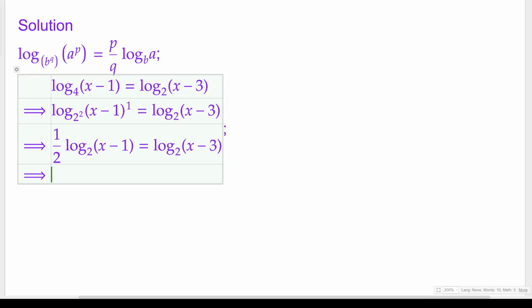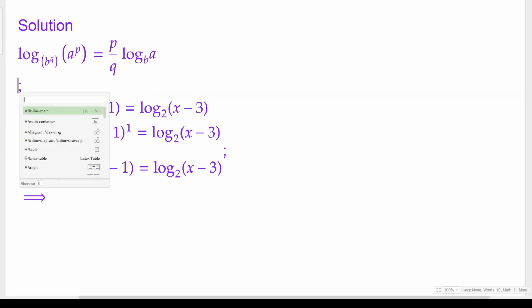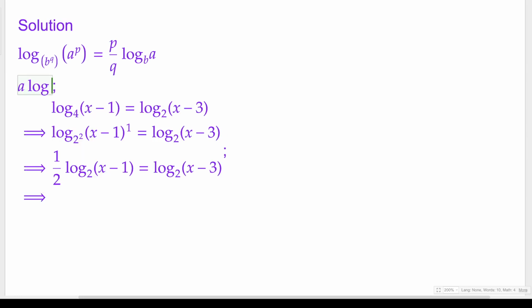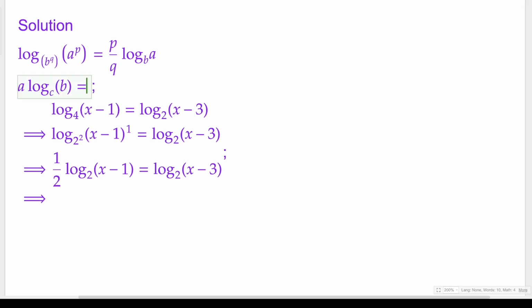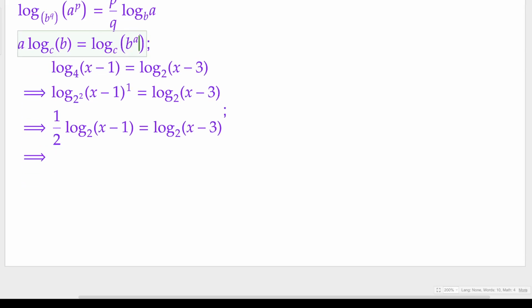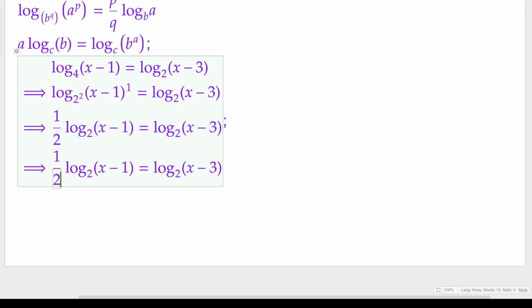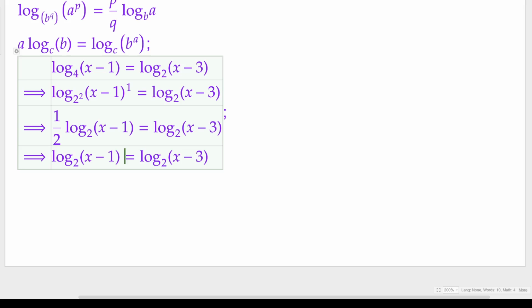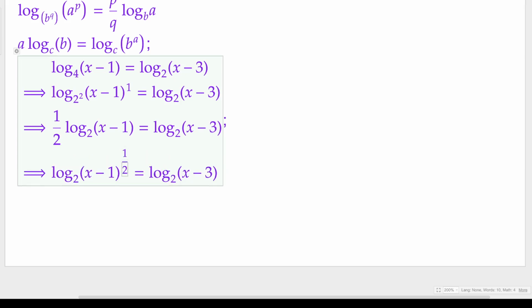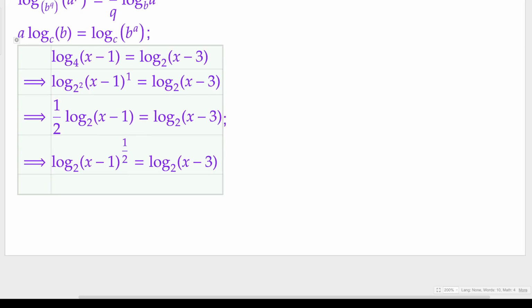We are also aware of this property: if I have something like a times log of b, and let's say here the base is c, then this a, which is multiplied with the logarithm factor, can be written as the power of b, right? So again I will be applying the logarithmic property. This half can be taken on the power of this. So basically this is the square root, right? Now this log base 2 is mentioned here, so can we cancel both of these terms, isn't it?